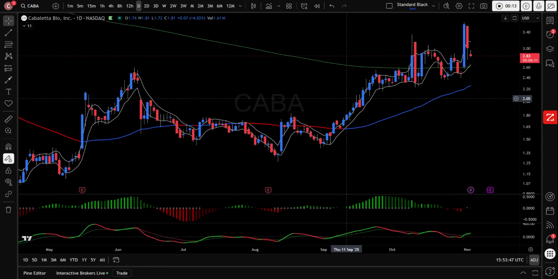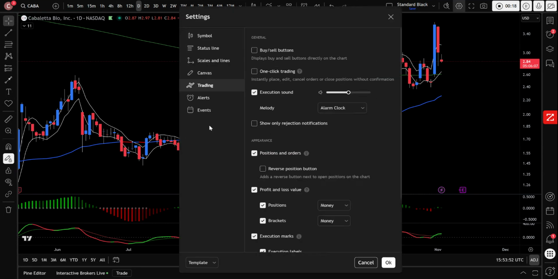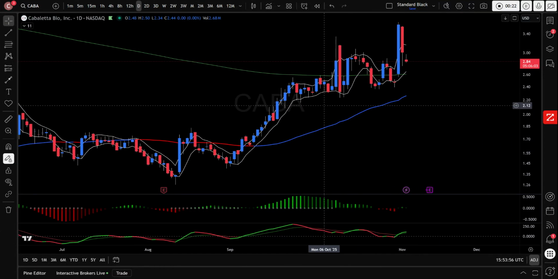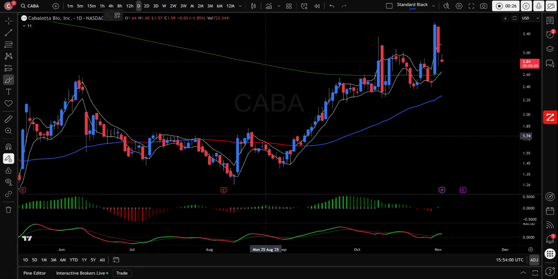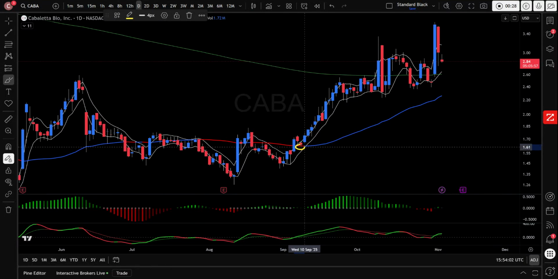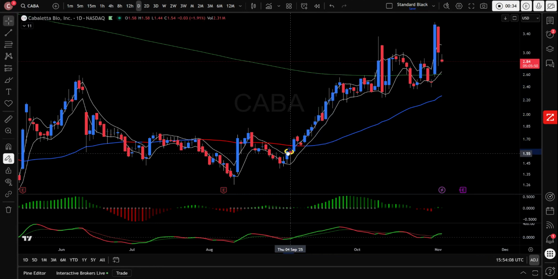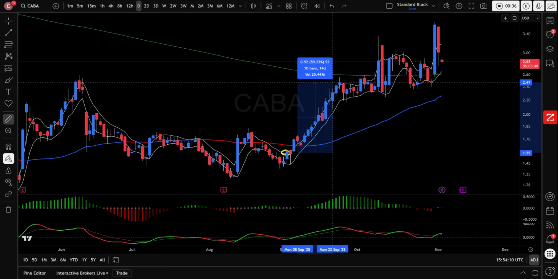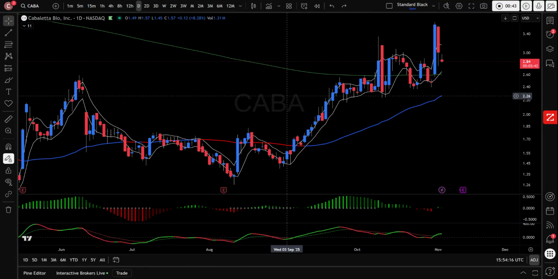If you actually look at the daily, I bought, let me see here. It's not showing my execution marks on this particular ticker, but I believe I bought about right in here. And then I exited, actually, I think it was more down in here. And yeah, I exited up here for about a 60% gain. That was a good trade.